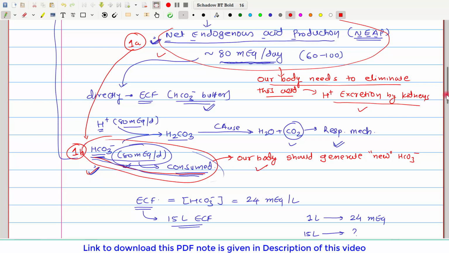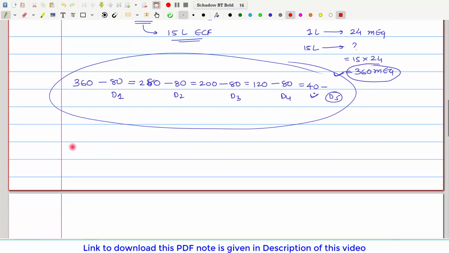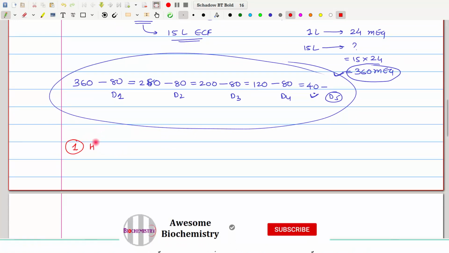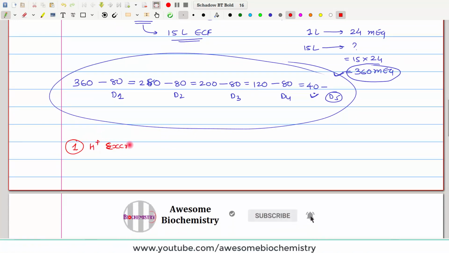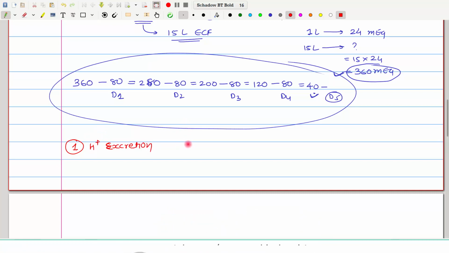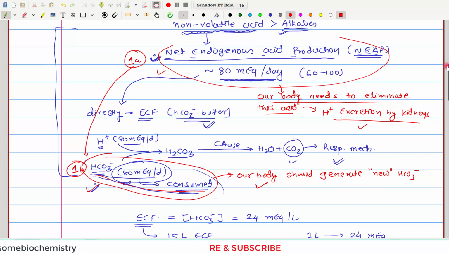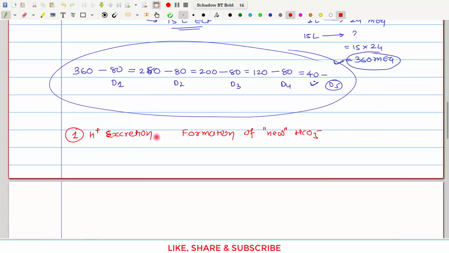So, let's write down this first important function of the kidney. The first important function of the kidney is H plus excretion and formation of new bicarbonate. Now, see, earlier the problems were linked. These both problems were linked, so their solutions are also linked. So, here I will write with, or you can also write as, an "and". H plus excretion and formation of new bicarbonate, both are coupled, both should be in the pair, right.